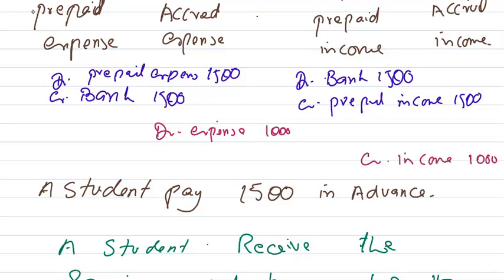Even though they have not yet received the money, they still record it as income. So credit will be accrual with 1000. This is an expense for which we have not yet received the invoice, but we have to record it as an accrued expense. And for the institute, they will record debit as accrued income with 1000.